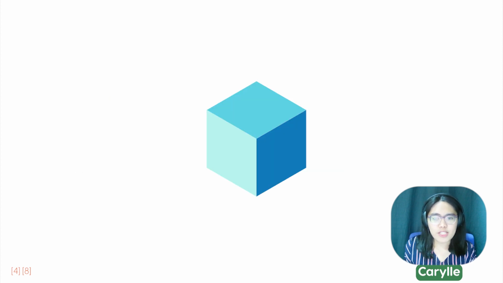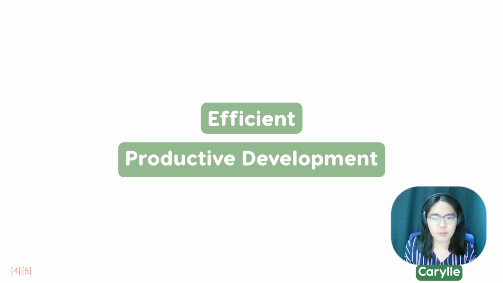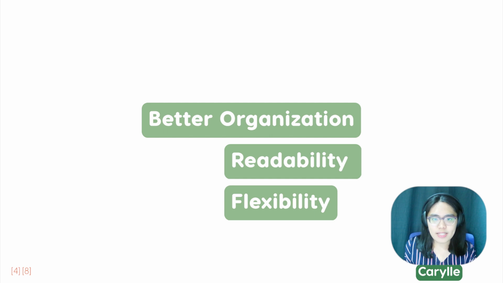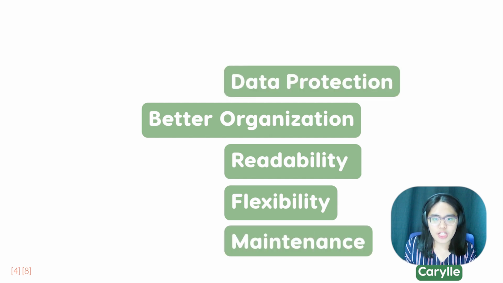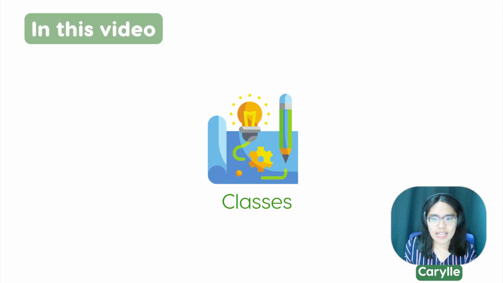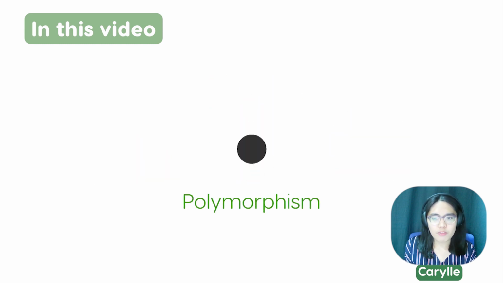With the use of objects in OOP, complex systems and real-world examples can be broken down and simplified into smaller components. For programmers, this model is vital in the efficient and productive development of a program. It provides better organization, readability, flexibility, maintenance, data protection, and opportunities to reuse code without being redundant. In this video, we will be exploring classes, objects, inheritance, encapsulation, and polymorphism in the context of OOP.